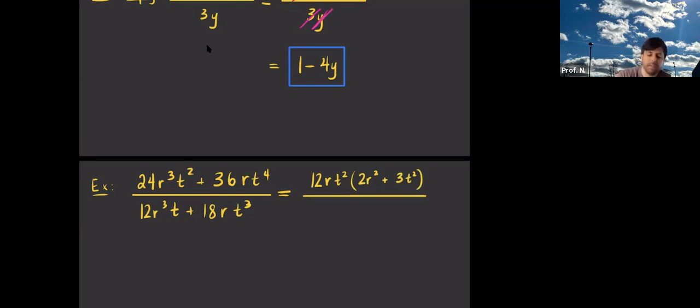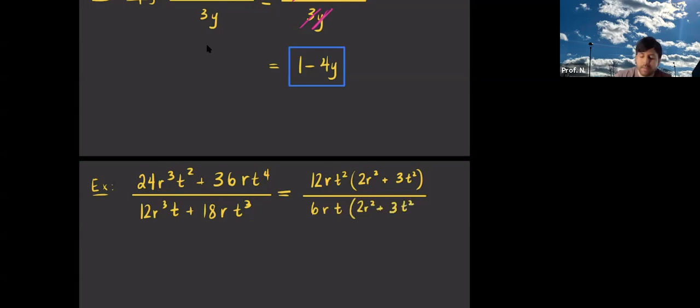Let's look at the denominator. Among the denominator, what can be factored out? I can factor out a 6. I can also factor out a small r, and I can factor out 1t. When I do so, what's left? I'm left with 2r squared plus 3. I'm taking out an r and I'm taking out a t, so this is t squared.